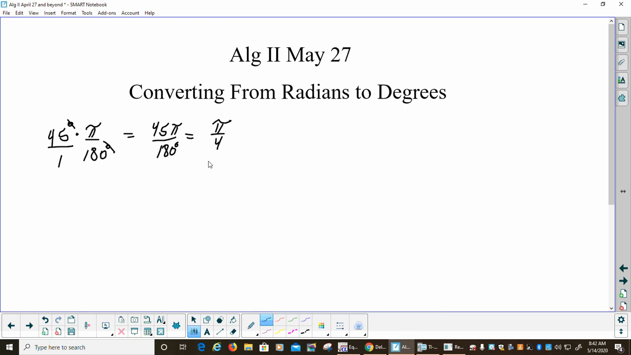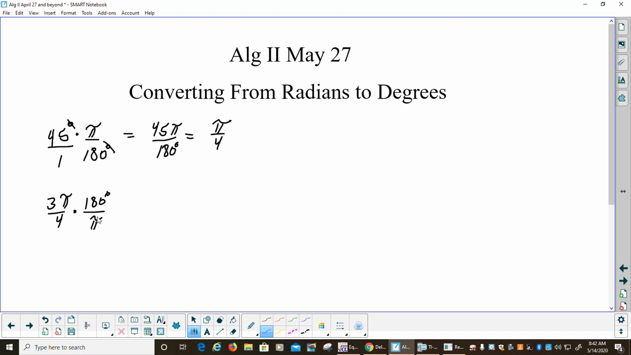Okay. You're going to go the other way now. Here I gave you degrees and asked for radians. Now they're going to be giving you radians, like 3 pi over 4, and ask you what it is in degrees. You multiply by the reciprocal of this. What you want goes on top, and what you want to get rid of goes on the bottom.